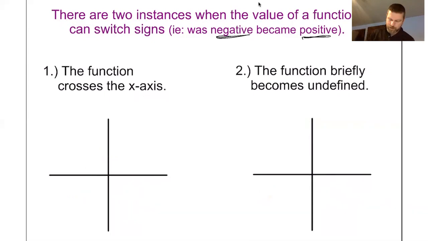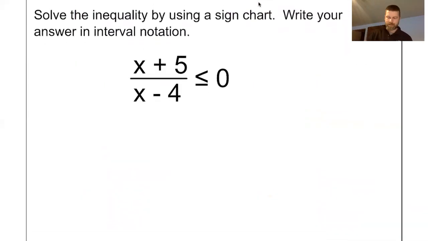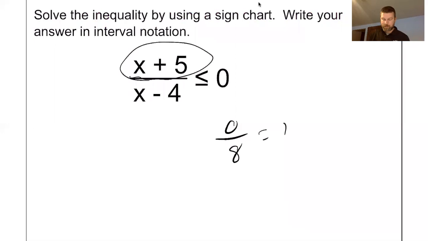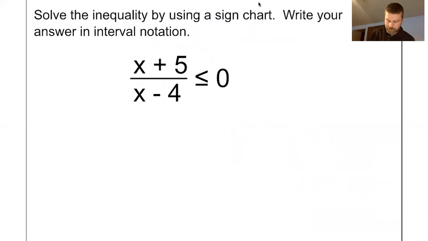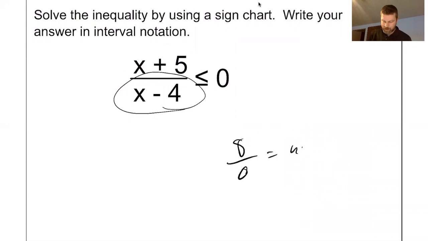All right, where we see that in equations is like this. If the numerator is equal to 0, I'll have 0 divided by something, and 0 divided by something, like 0 divided by 8, is equal to 0. That's an opportunity where I could cross the x-axis. If the denominator is equal to 0, I'm not equal to 0, right? If I had 8 divided by 0, that's an undefined number. But that's also an opportunity for my function to cross the axis.